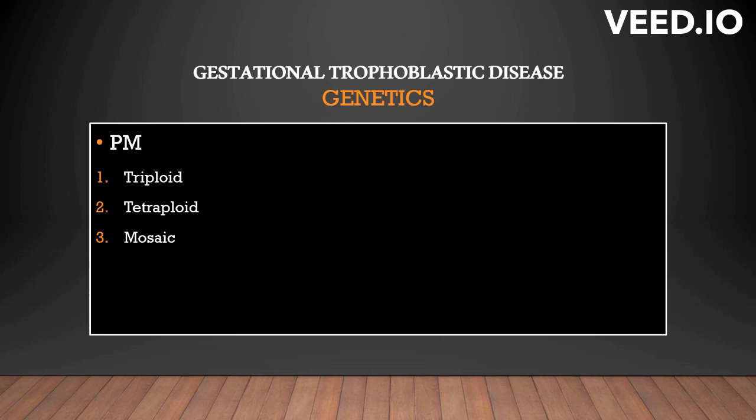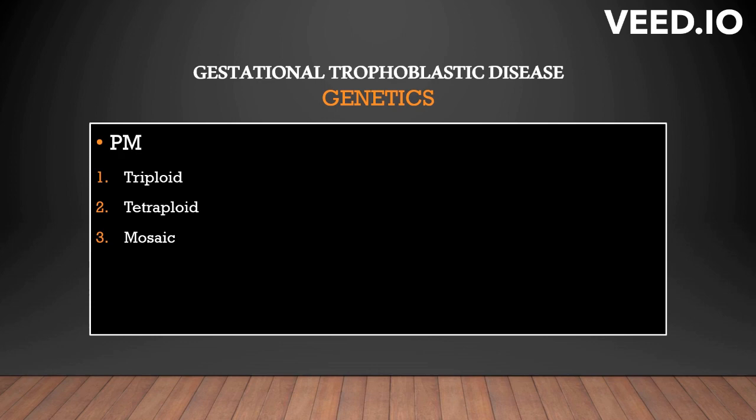Okay, now the genetics of the partial mole. As we came to know, the complete mole is diploid in nature, and most probably it is androgenic and less likely biparental. And once it is androgenic, most likely it is monospermic and less likely bispermic or dispermic, right? So as we see, the partial mole is triploid in nature.